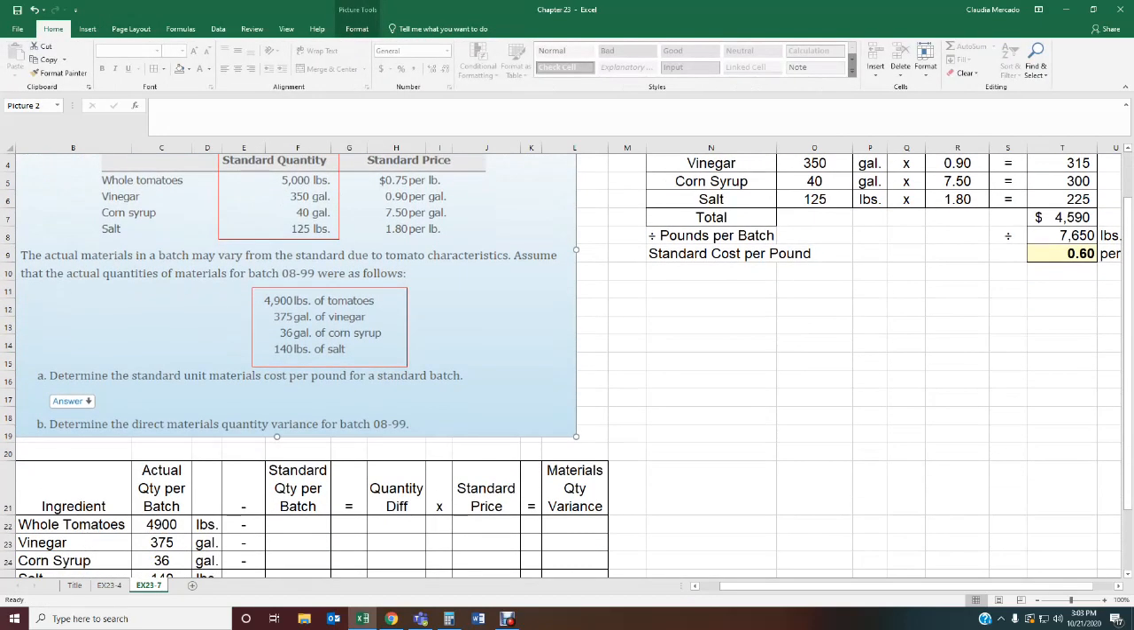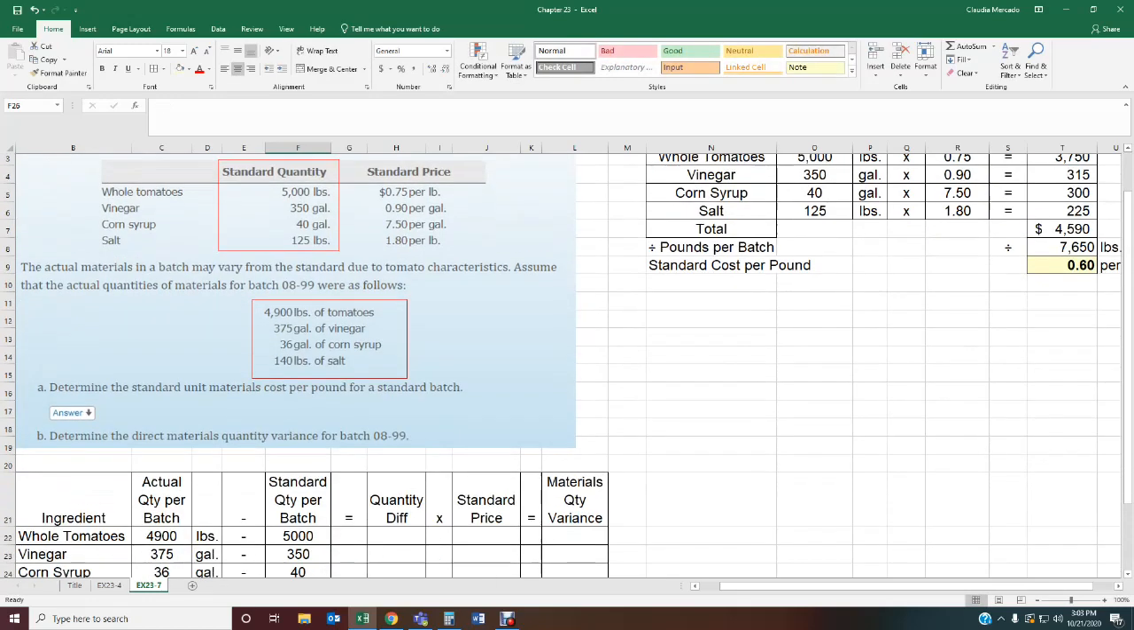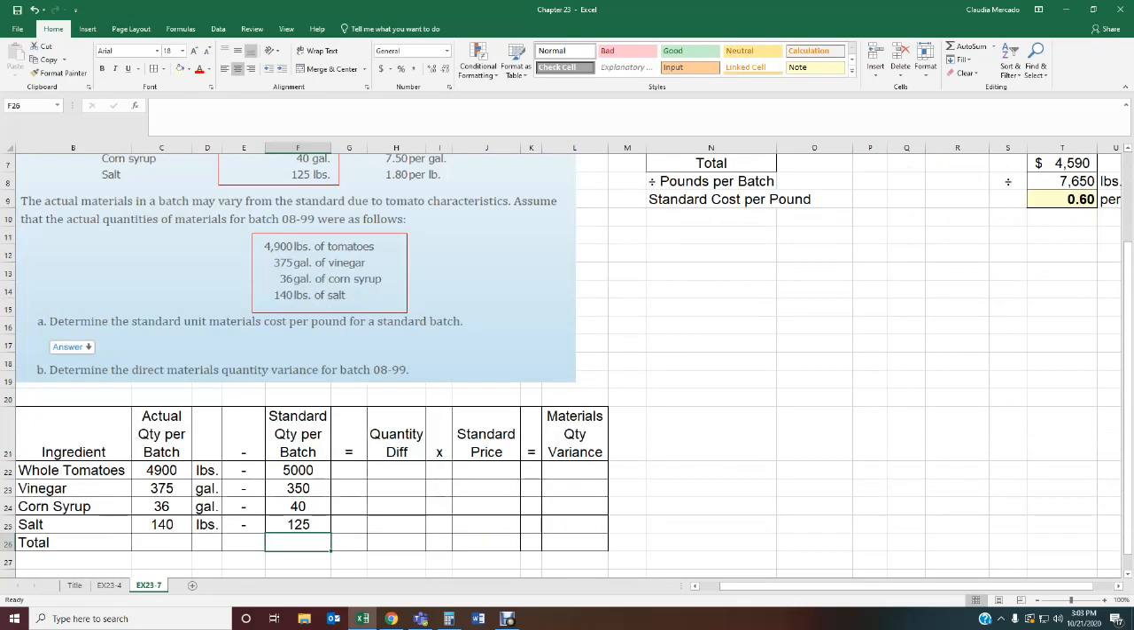So I've got 5,000, 350, 40, and 125. Let me just make sure. 5,000, 350, 40, 125. Yes. So I copied this information down here. Now I can get the quantity difference, and your quantity difference will always be your actual minus your standard. So that is what we get.